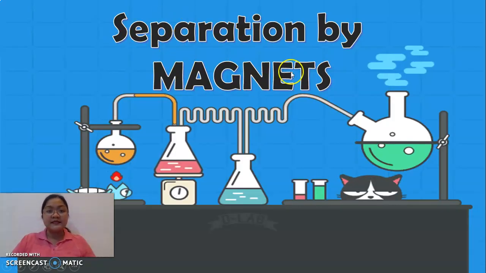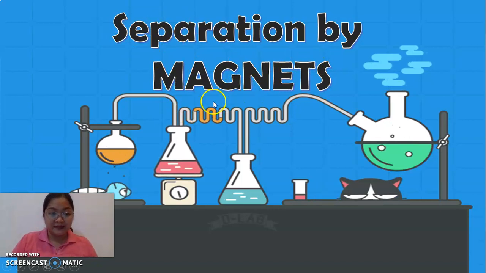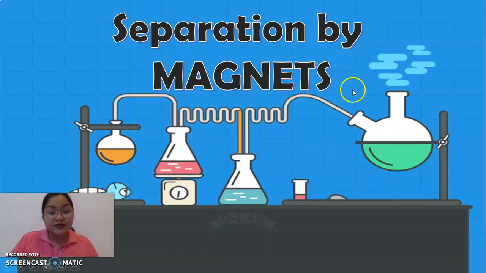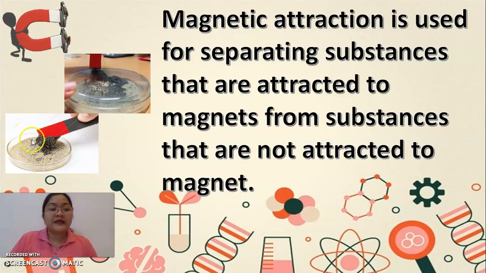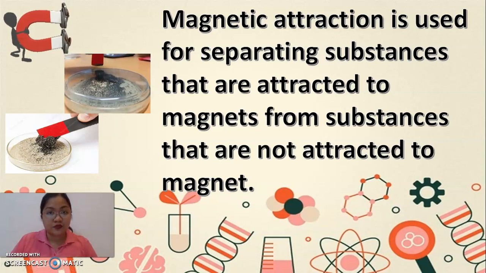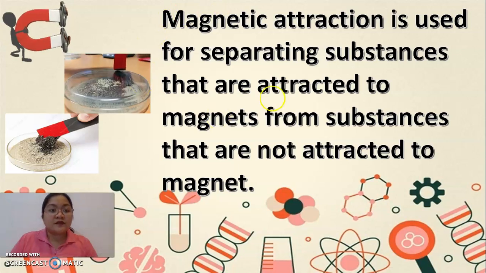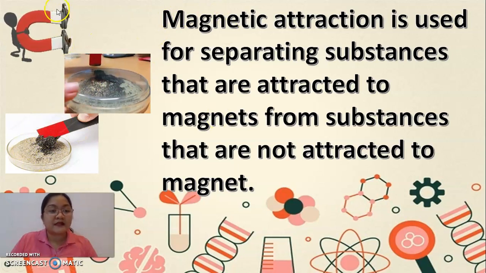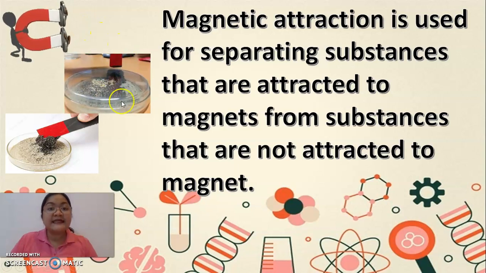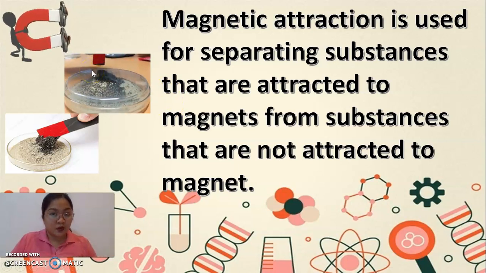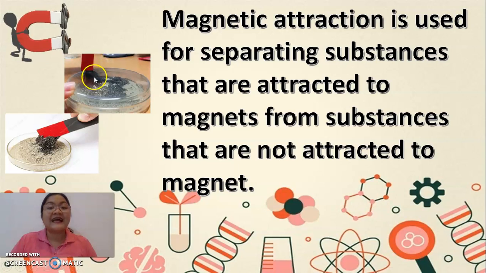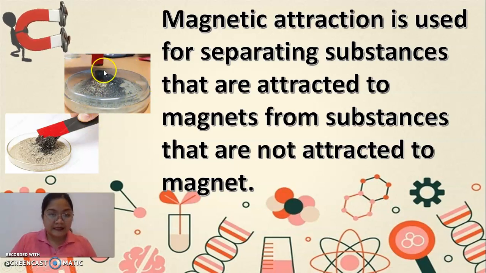Okay, next, separation by magnets. So the word itself, we use a magnet to separate things. For example, we have here sand and metal. We use a magnet if the things that we are going to separate are attracted to the magnet. If we put a magnet in the sand, the metal will easily separate from the sand because the metal is attracted to the magnet. Okay, very good.